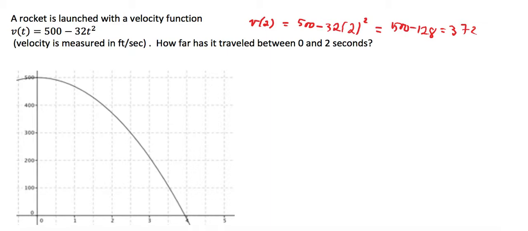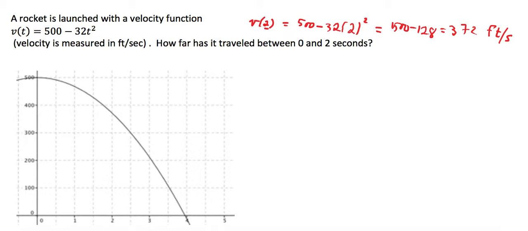But it's important to understand that this 372 here is not, and I repeat, it is not the distance that the rocket has traveled, because this is a velocity function. So this is the speed of the rocket, 372 feet per second, at this particular time. This is like the instantaneous rate of change of the rocket. It doesn't tell you how far it has traveled.